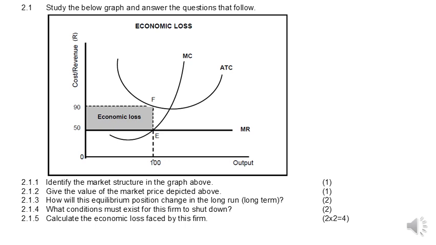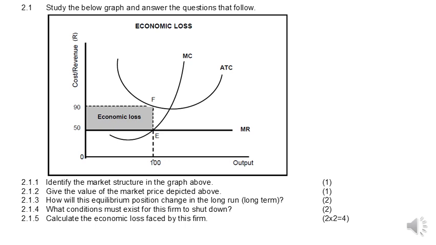So first of all, what can we notice? They've shown us that it's an economic loss. We could have also established that by looking at the average cost curve in relation to your marginal revenue, average revenue curve. So at equilibrium, average cost is above average revenue, which means it's an economic loss.